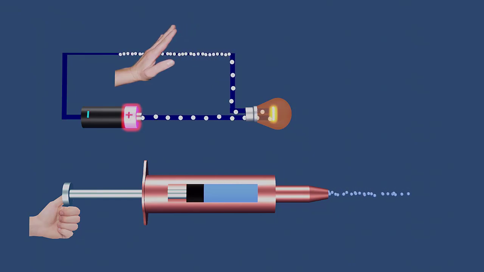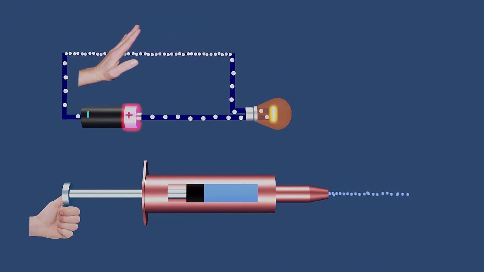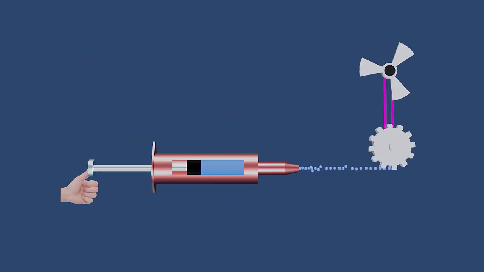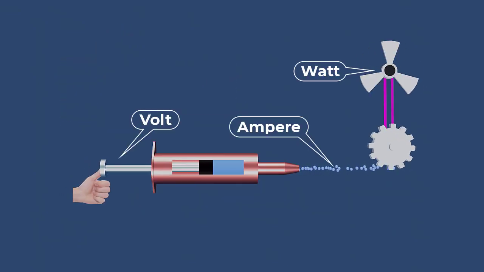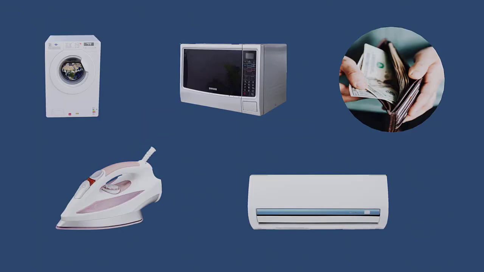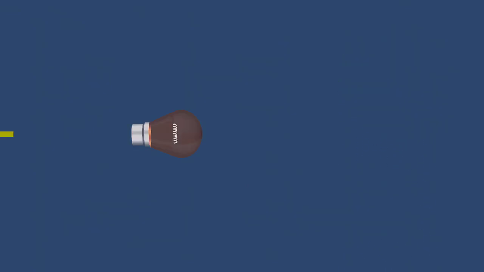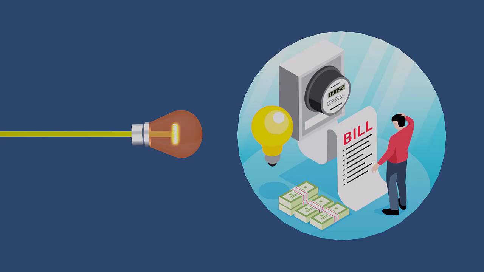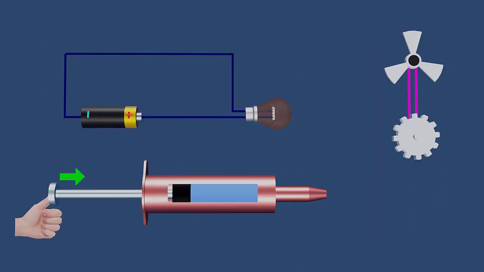Hello and welcome to the video on understanding the basic concepts of electricity, such as volt, ampere, watt, and ohm, using a simple syringe model. Have you ever wondered why some appliances constantly drain your wallet? To use electrical energy efficiently and keep your electricity bills in check, it's important to understand the key players in the world of electricity. Imagine a syringe filled with a fluid.